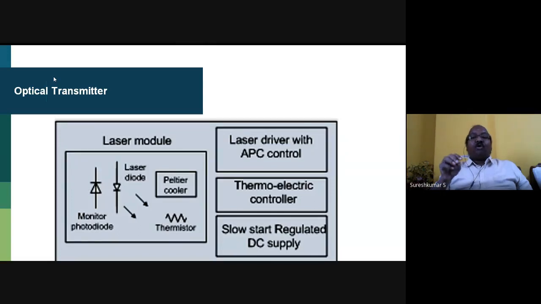And you have a slow start regulated DC power supply. Why? Because you should not have a transient power on, power off to a laser. As I told you, being a $1,000 kind of thing, you can't afford to lose it. So you should compulsorily have a slow start power supply for these laser modules. So all this is in a laser transmitter, in addition to the RF input to this driving current.